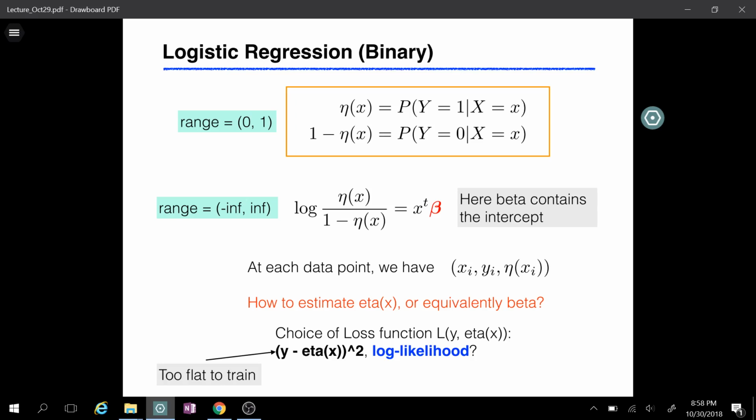Because y minus eta(x) will be a number less than 1, when you take squares, it's even smaller than the original scale. So when you want to take the derivative, there are just not many large gradients there, so it's very easy to get stuck at some point, and it's difficult to get out. So instead, we're actually going to use the log likelihood as a loss function.